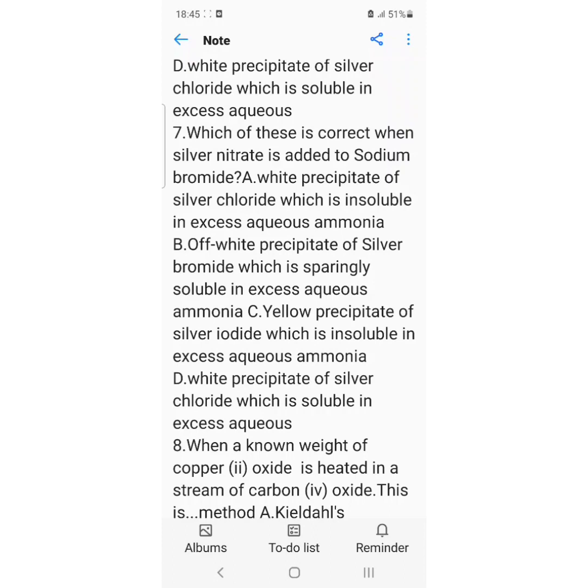Please, the answer is off-white precipitate of silver bromide, which is sparingly or partially soluble in aqueous ammonia. Please, the answer is B. Number 8.